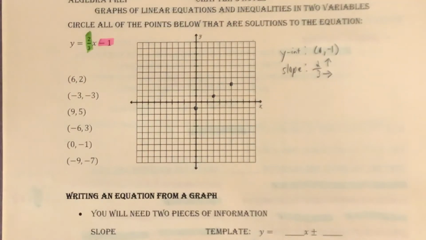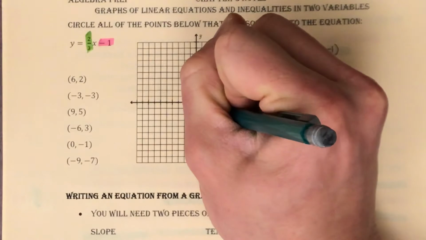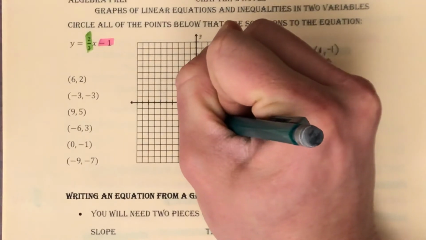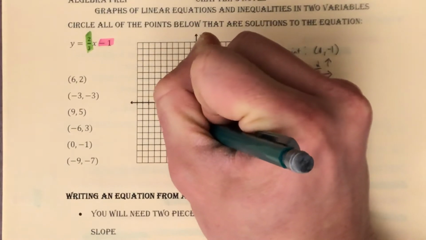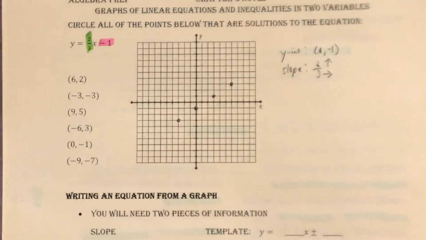Now again, if you are running out of space or you just want to do more points, you can always do the opposite of both of those movements. So instead of rising 2, I'm going to go down 2. And instead of going to the right 3, I'm going to go to the left 3. And that will still end up with a point on your line.